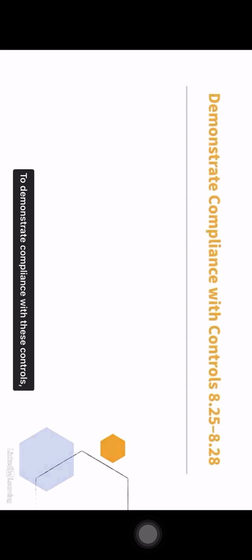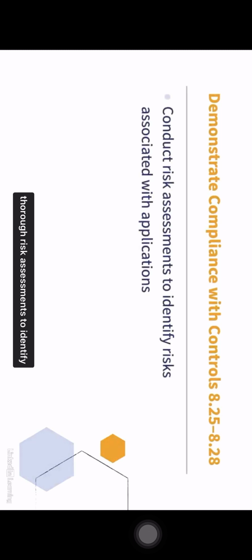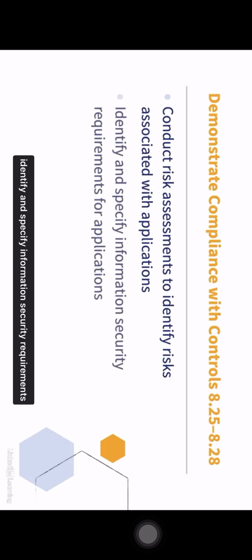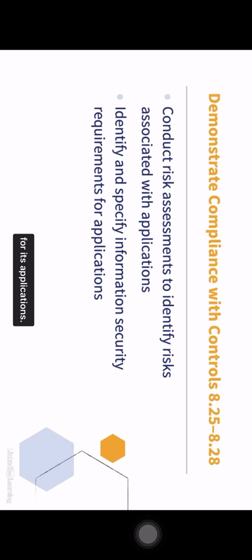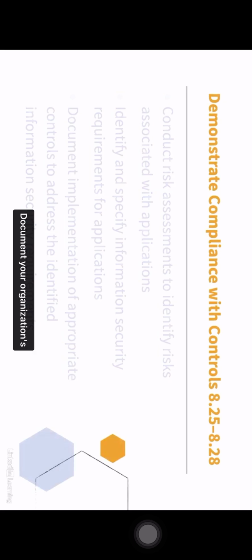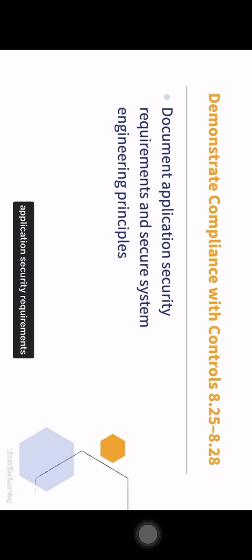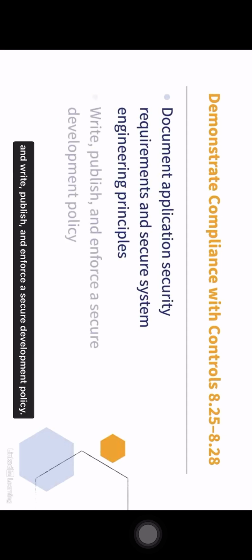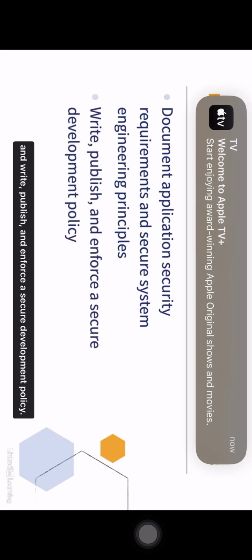To demonstrate compliance with these controls, your organization should conduct thorough risk assessments to identify and assess the risks associated with its applications, identify and specify information security requirements for its applications, document the implementation of appropriate controls to address the identified information security requirements, document your organization's application security requirements and secure system engineering principles, and write, publish, and enforce a secure development policy.